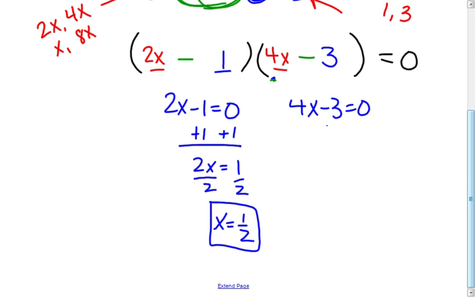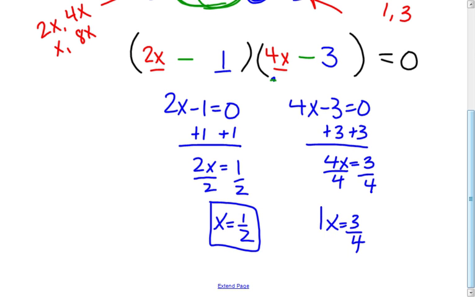Okay? On the other set, I will add 3. Divide by 4. And x equals 3/4. Same thing. If I plug 3/4 in for x into that second parentheses, it turns the second parentheses into 0, and 0 times anything makes 0.